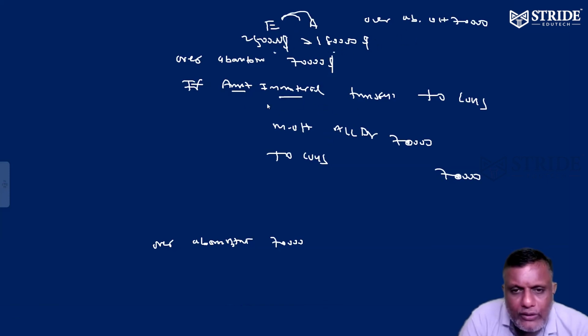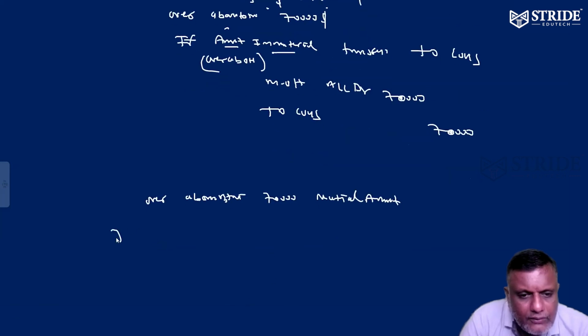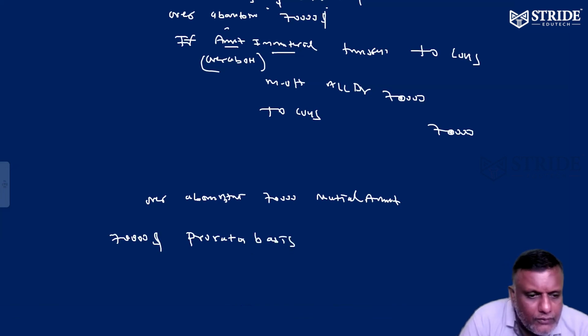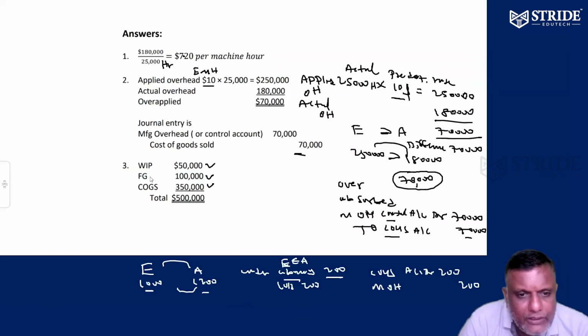This is the entry if the amount of over absorption is immaterial: manufacturing overhead to COGS. Suppose the overhead absorbed is material, a significant amount. Then the $70,000 you have to charge on a pro rata basis, pro rata to WIP, FG, and COGS.